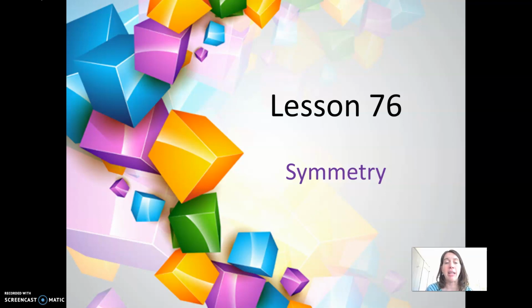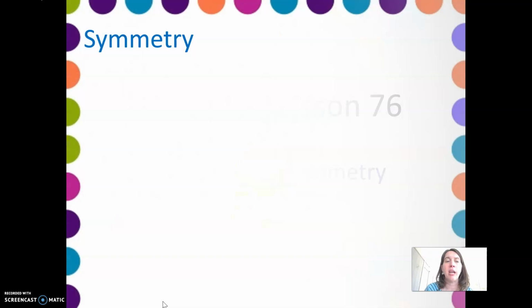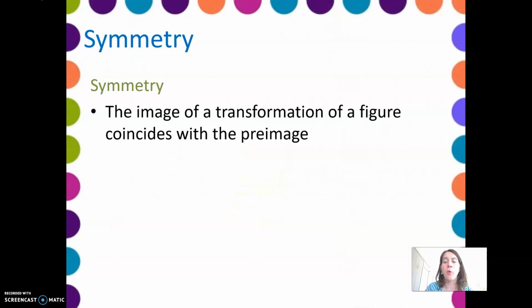We actually haven't defined symmetry yet, so let me go ahead and start off by giving you that definition. What does it mean that I'm going to do a transformation of a symmetry? So for a symmetry, what we're going to notice is that the image of your transformation coincides with the pre-image. Remember the word image, that's the new shape that you have in your question, and the pre-image is what you had originally in your question.